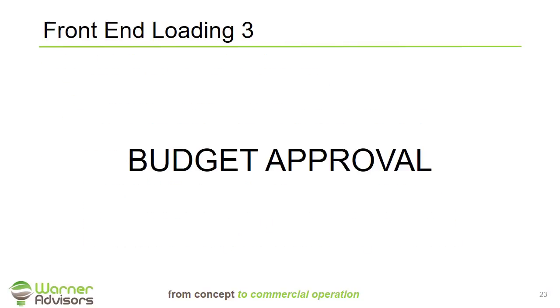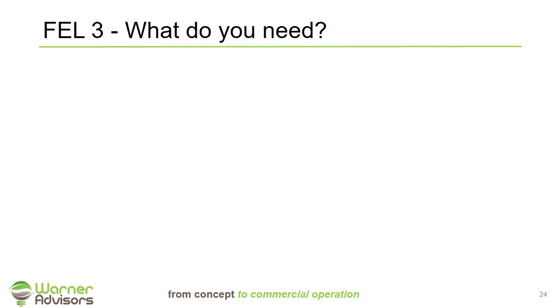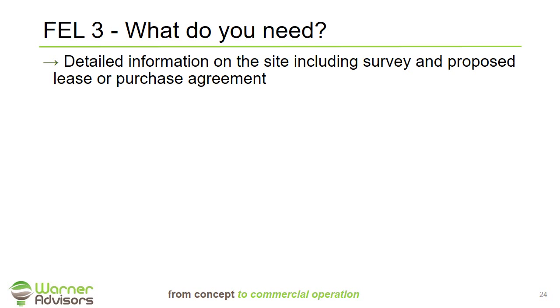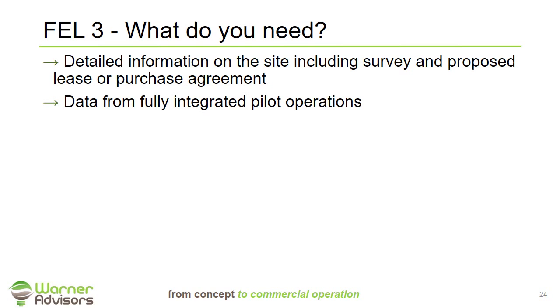So we'll now move on to the front-end loading or FEL3 phase, which is the budget approval phase. So what information will you need to complete FEL3? Detailed information on the site, including survey, proposed lease, and purchase agreement. This is important because to be able to do the level of engineering required, you're going to need all this detailed information to be able to understand utilities, permitting, site layout, and be able to develop the quantity information needed for cost estimating. You're also going to need fully integrated pilot data.